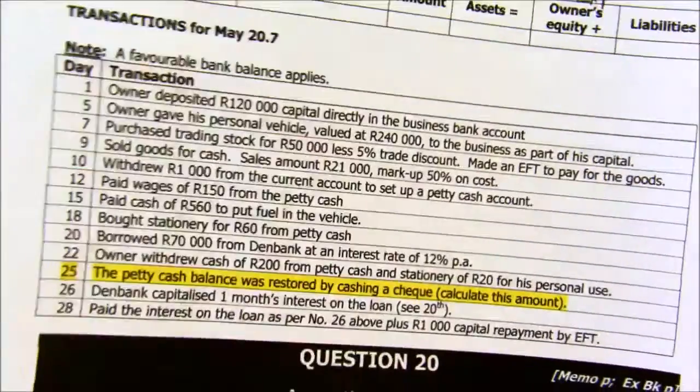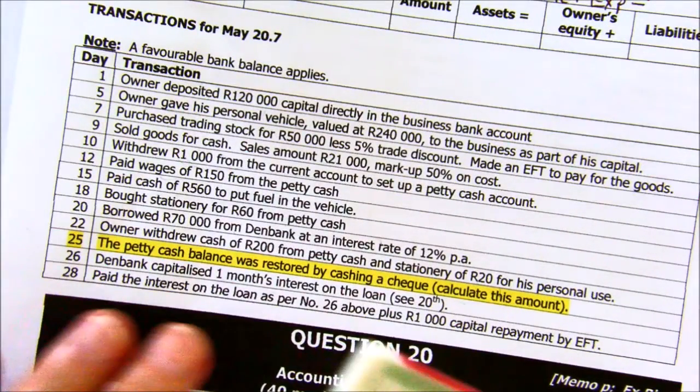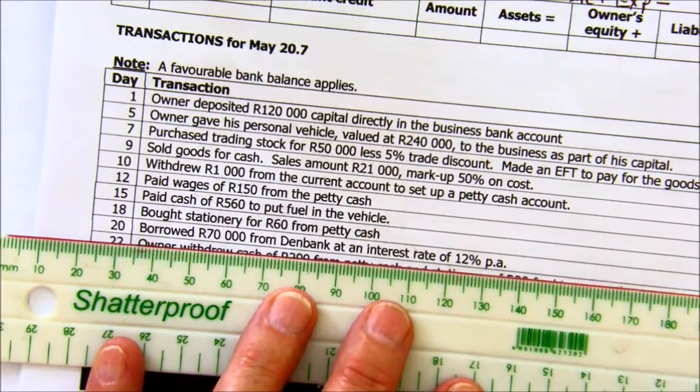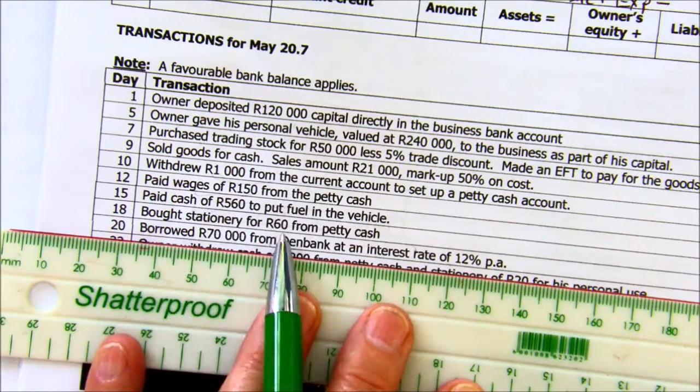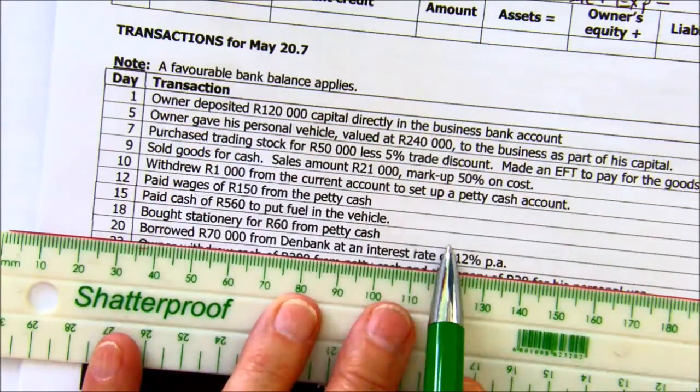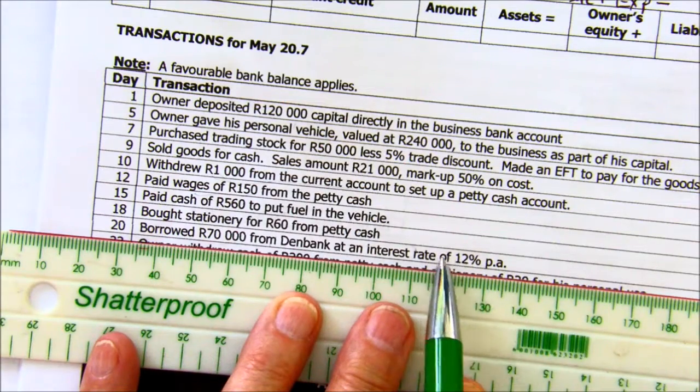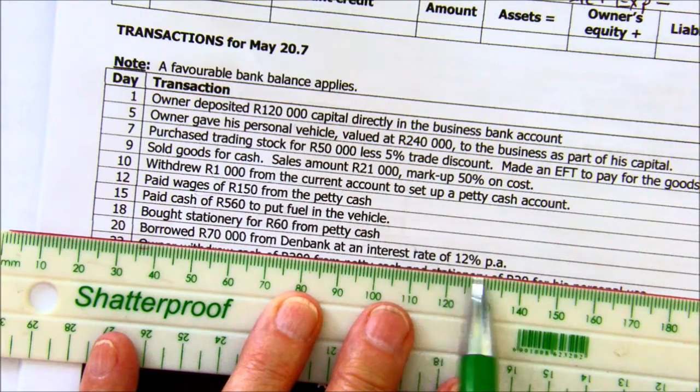Right now, I want to look at the loan entries over here. So back to the 20th, which I left out. We borrowed 70,000 from Den Bank at an interest rate of 12%. Today, we're borrowing the money. There's no interest. That's just the rate. So we're not going to make an entry for that.